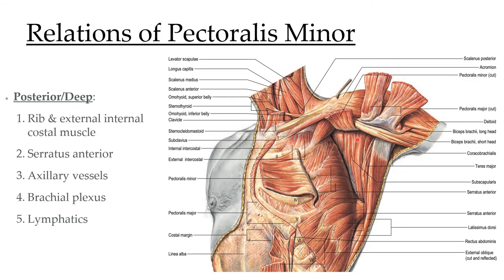The structures in posterior relation to the muscle are ribs, external intercostal muscle, serratus anterior, axillary vessels, which means axillary artery and axillary vein, brachial plexus and lymphatics. So let us see these structures in the illustration on the right side. Here, this is pectoralis minor muscle, which has been incised and then reflected in order to show the underlying structures. Here we can see this is a rib, this is the other rib, and in between adjacent ribs, we can see these muscle fibers. These are the fibers of external intercostal muscles. This muscle, which we can see, is serratus anterior. So this illustration shows three structures which lie deeper to pectoralis minor. They are ribs, external intercostal muscle, and serratus anterior.